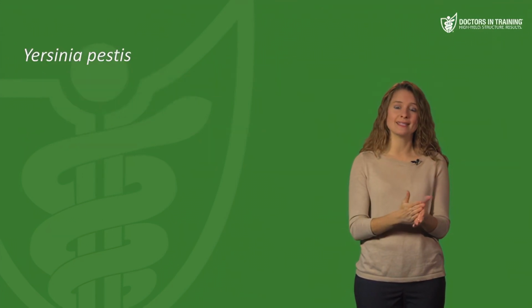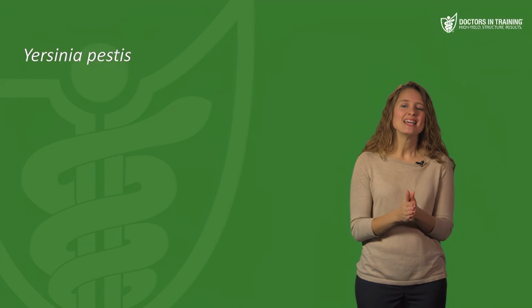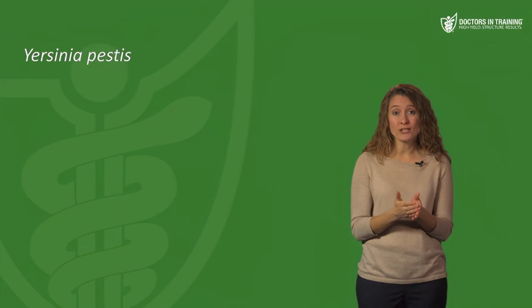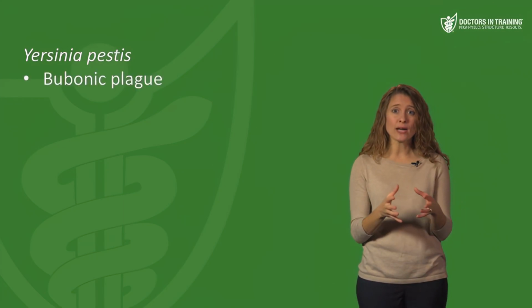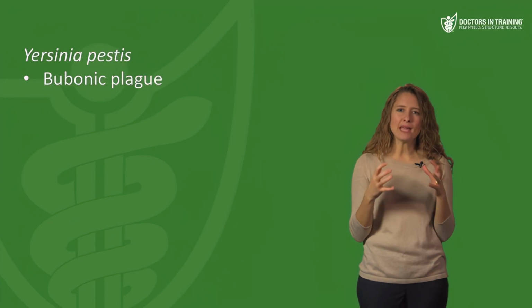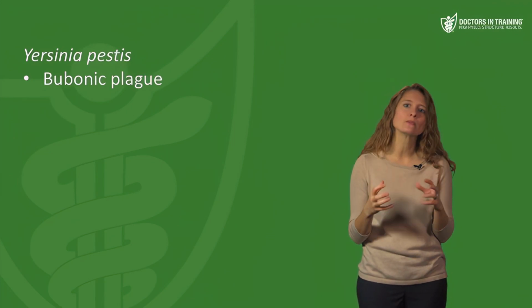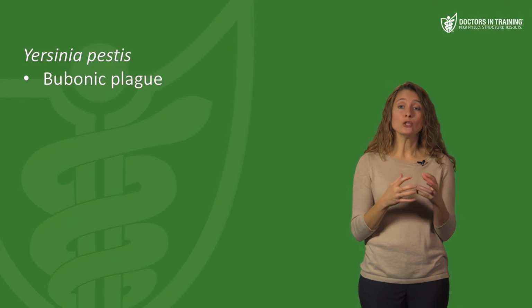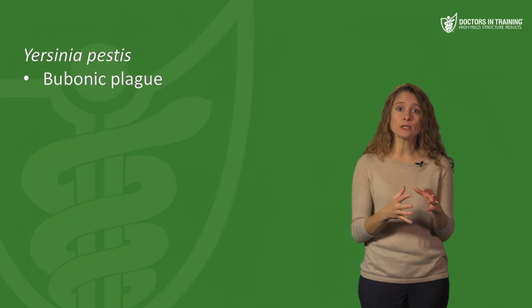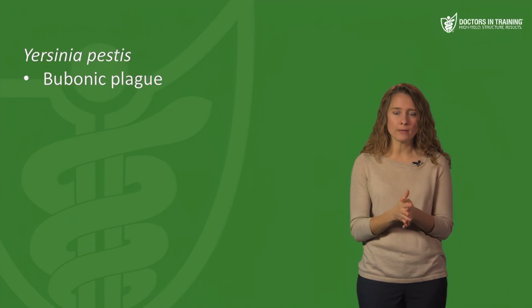And last but not least, Yersinia pestis. This one is famous for its association with bubonic plague, which is characterized by inflamed and painful lymph nodes called buboes. Of course, this caused huge problems in the 14th century, killing up to a third of the European population.